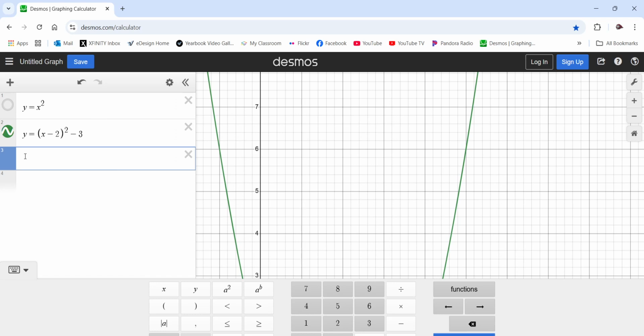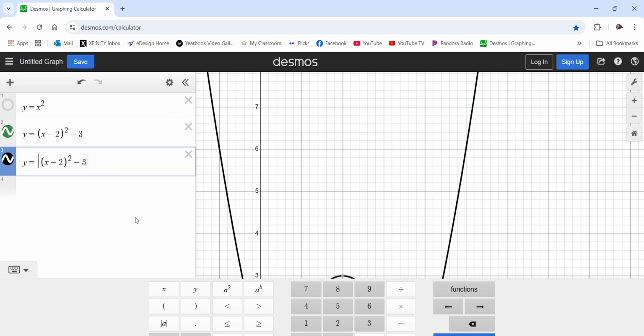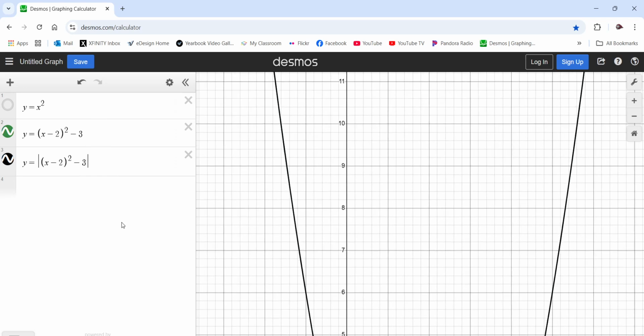So it's y equals, this time we're going to combine an absolute value with a squared function. I don't think I've ever done this before until I took my notes on this. But this is pretty crazy. So watch, I'm going to put absolute value, and then x minus 2, then I'm going to square that, and then put a minus 3, and then close the absolute value. So look at this. This is really crazy looking.